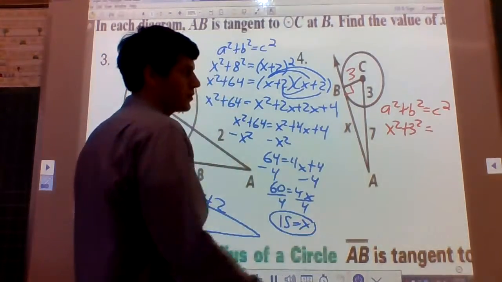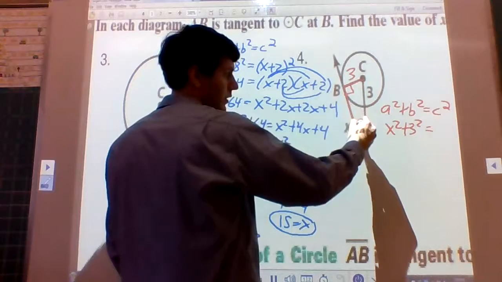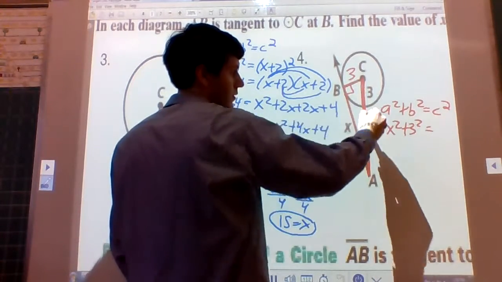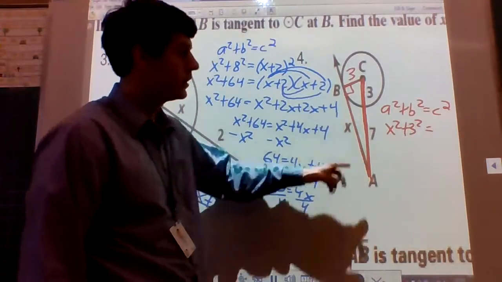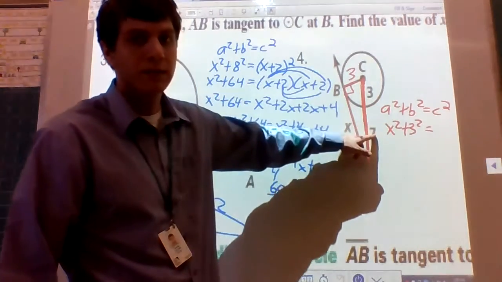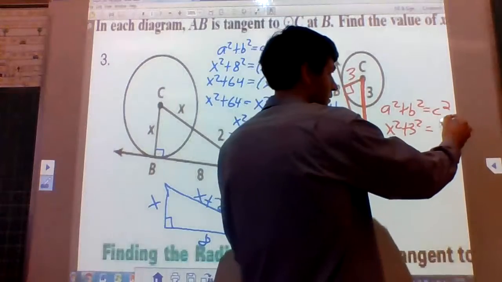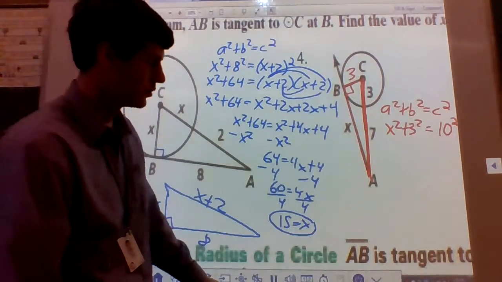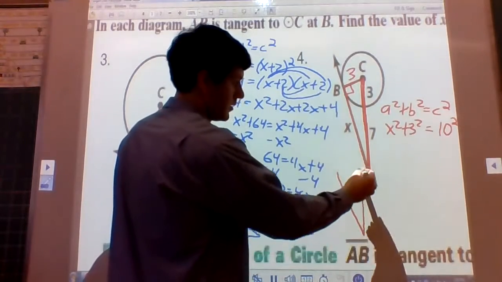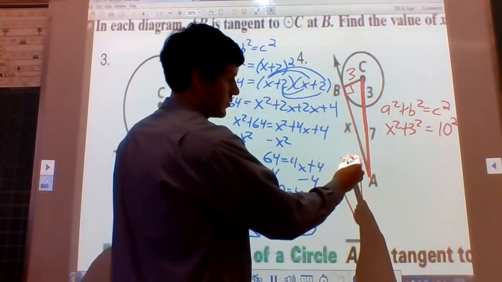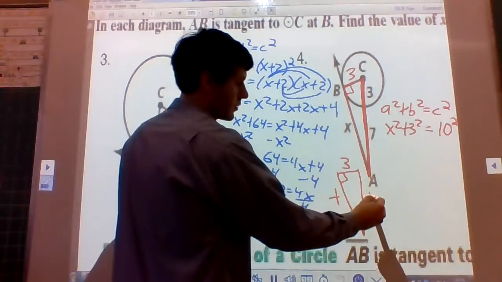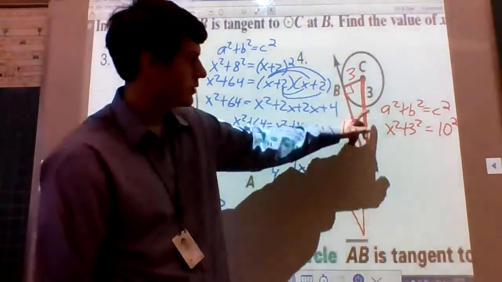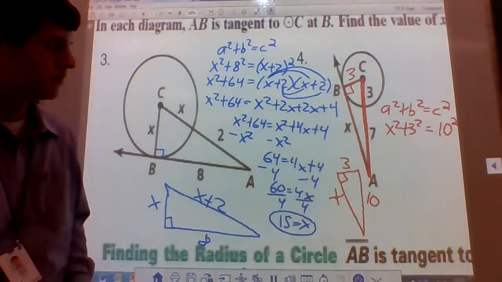The hypotenuse, so here's the 2 legs. The hypotenuse is this whole length here, which is going to be 3 plus 7, which is 10. If I redraw this triangle, this is 3, this is x, and this is going to be 10, because 3 plus 7 is 10.